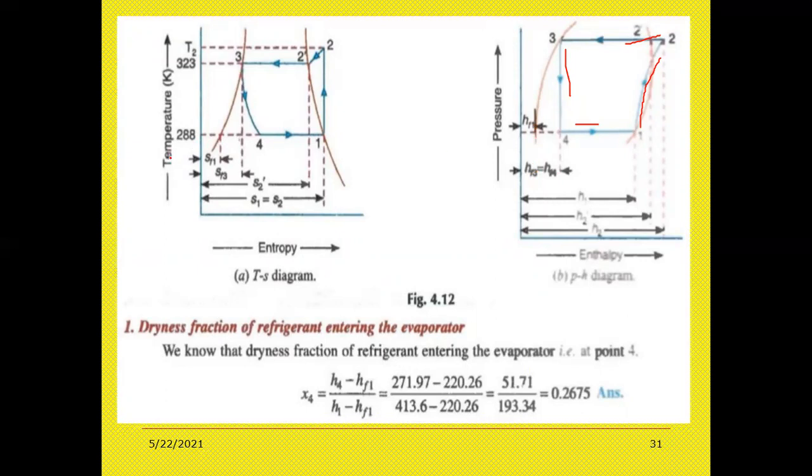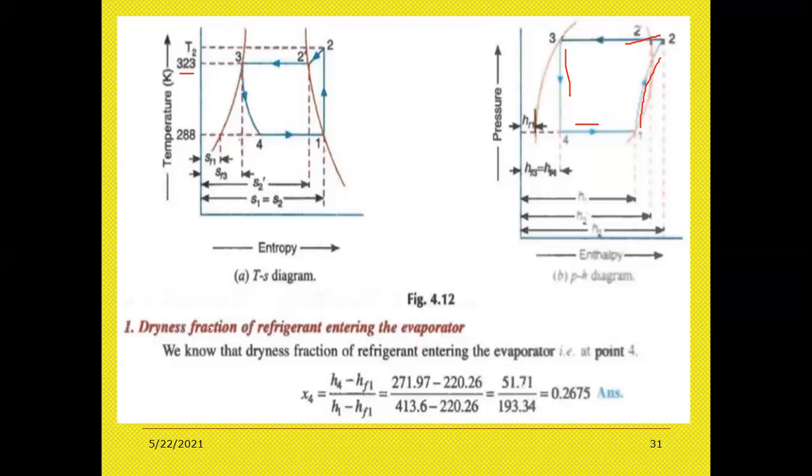Coming to the temperature and entropy diagram, T1 is 288, already given in the question, T2 dash is equal to T2 dash, T3 is equal to 323, and T4 is equal to 288. So like this you have to draw the figure based upon the problem.